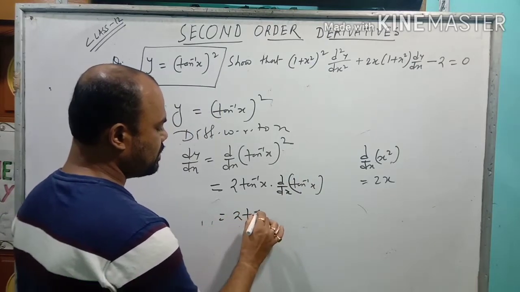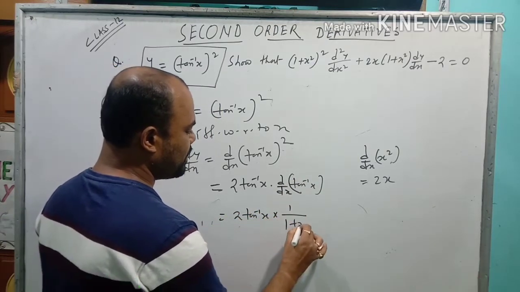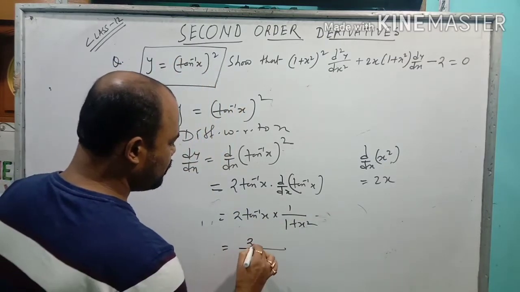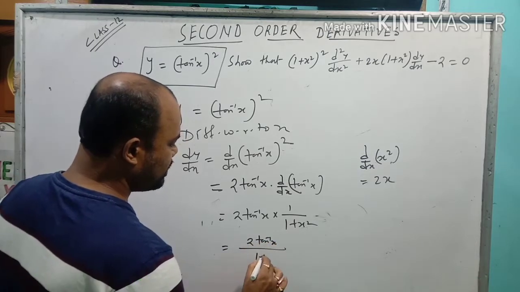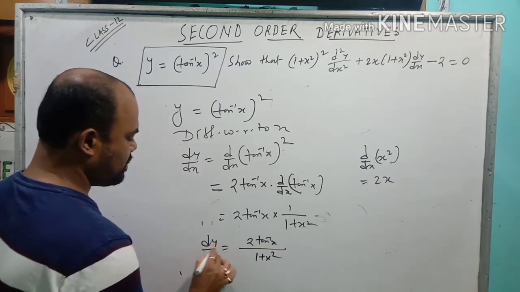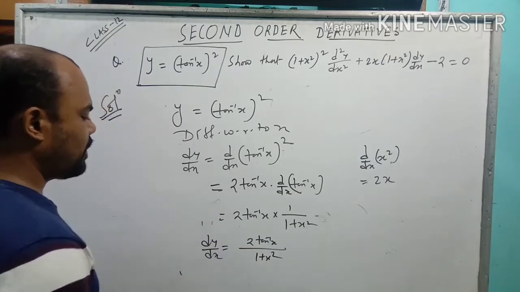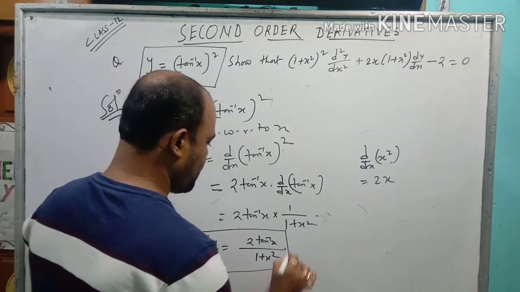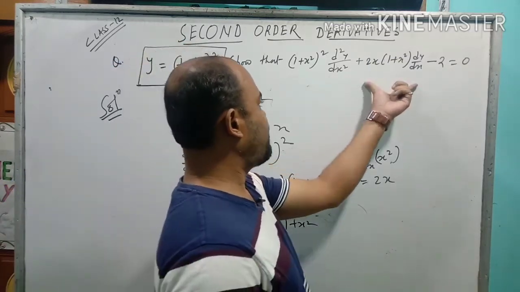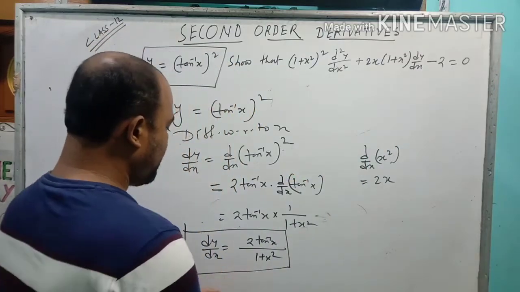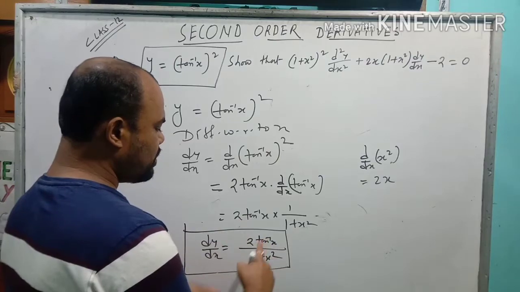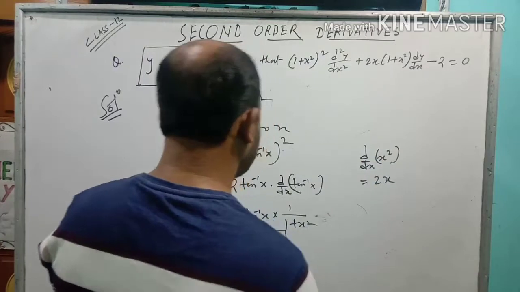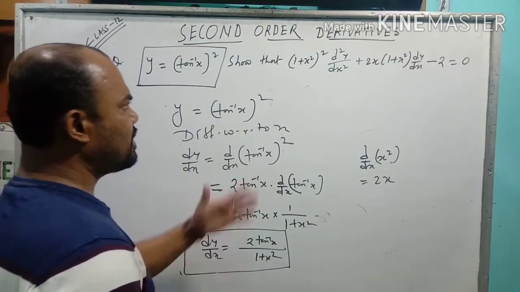So what we are getting? 2 tan inverse x into 1 by 1 plus x square, that is equal to 2 tan inverse x by 1 plus x square. dy by dx equal to this. So the value of first order derivative we got. Now we have to prove this part. Now dy by dx is this. From here you can differentiate again by using u by v. You will get the value of d2y by dx square, then take LHS, put here and here, then simplify. This is the general method or the easier method.